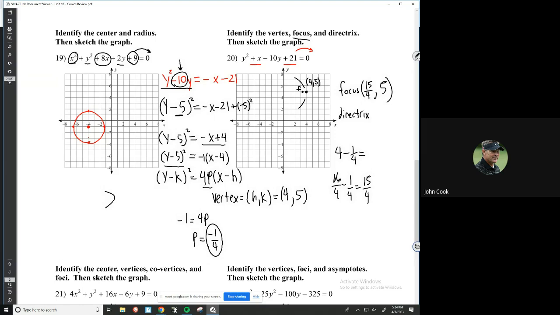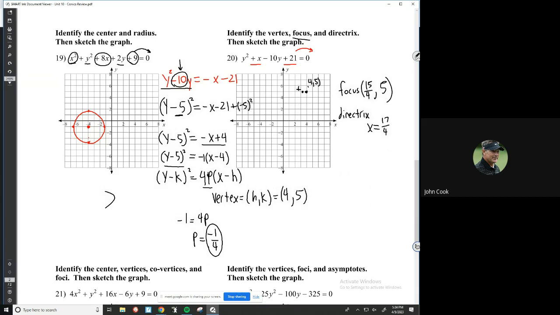The directrix is going to be a vertical line because it's behind the parabola. So x is equal to the x value plus 1/4. So 4 plus 1/4, that's 16/4 plus 1/4, so 17/4. So x equals 17 over 4. There's the directrix. And then I don't know what they would want for the rest of the graph. Maybe just plug in a couple of coordinates. Yeah, let's plug in a few.